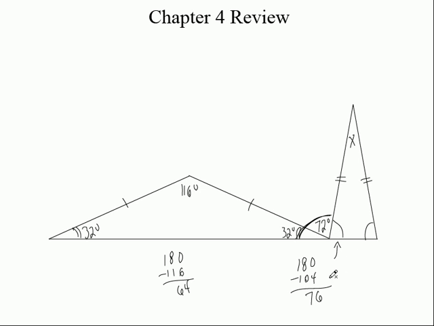If they're both exactly the same, what is it? You've got to divide it by 2. So what's half of 76? 38. Okay. So that's 38, and that's 38. So now, how do we find angle X up here?